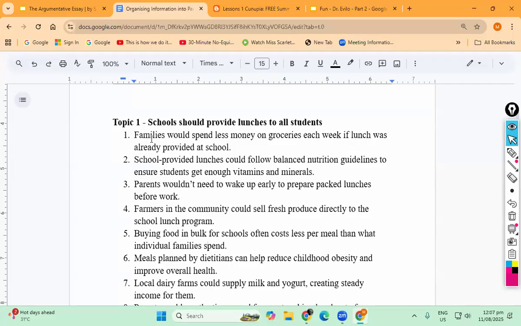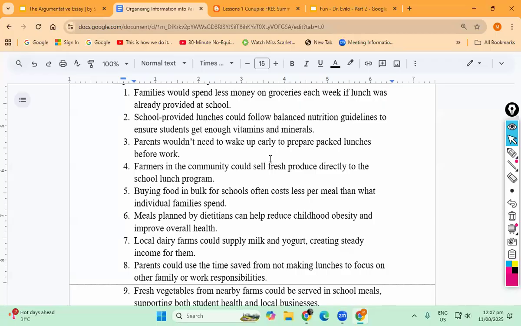Families would spend less money on groceries each week if lunch was already provided at school. School provided lunches could follow balanced nutrition guidelines to ensure students get enough vitamins and minerals. Parents wouldn't need to wake up early to prepare lunches before work. Farmers in the community could sell fresh produce directly to the school lunch program. Okay, I'm turning off the chat just for a minute. All right, let's think about the answers before we start sending.